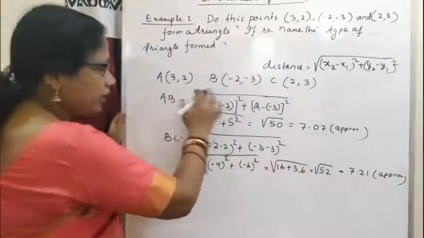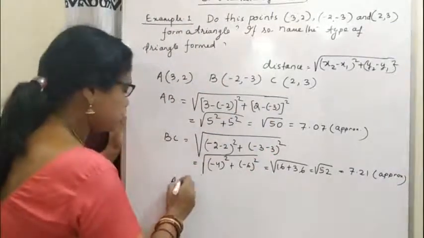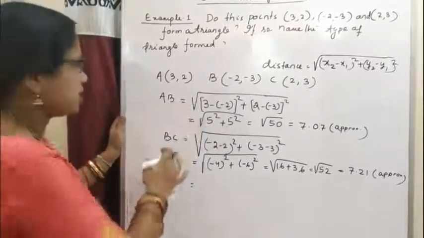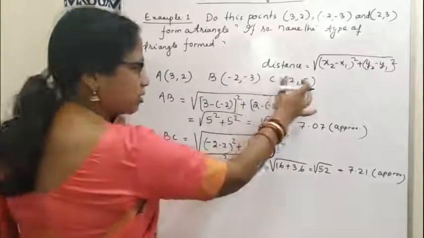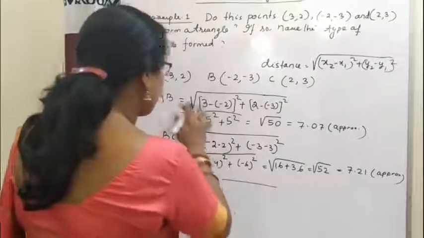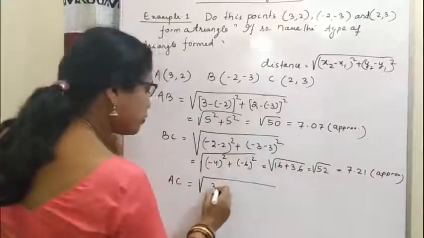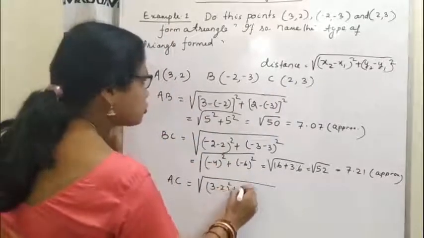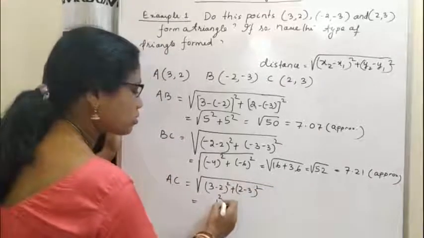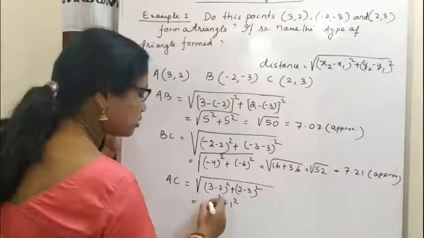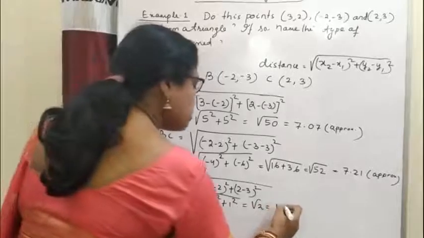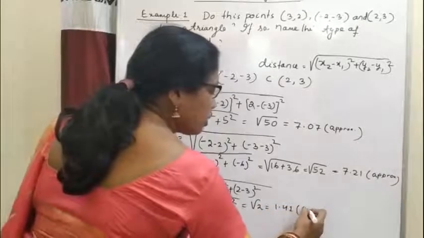So then let us find AC. AC is the distance between the 2 points A and C. So here this is x1, y1 and x2, y2. So by applying the formula, (3 minus 2) whole square plus (2 minus 3) whole square. So this is 1 square plus 1 square. So this is equal to root 2, that is approximately 1.41.